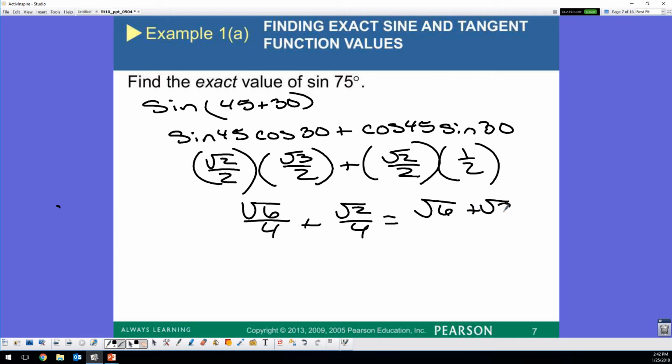So the whole thing is going to be over 4, like that, right? Okay, I knew what you were saying, I did. The whole thing is going to be over 4 because they all have a common denominator of 4, right? Okay, so that's what I'm looking for.